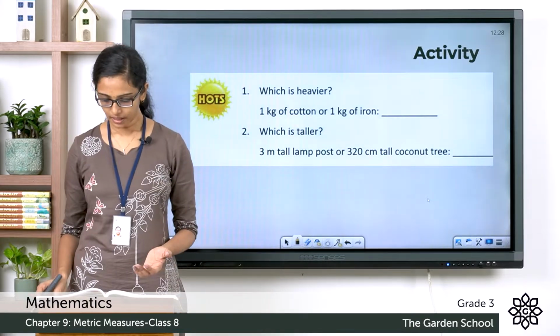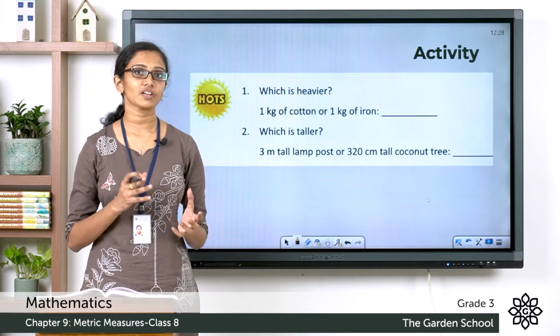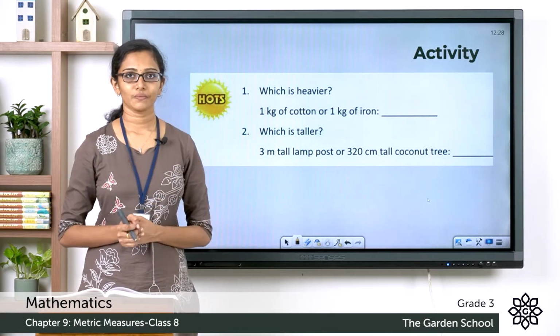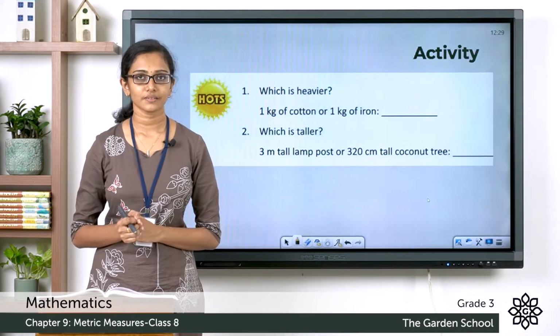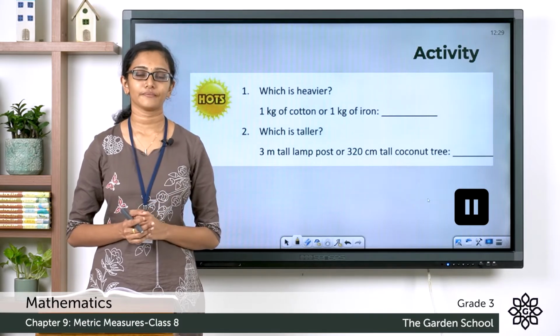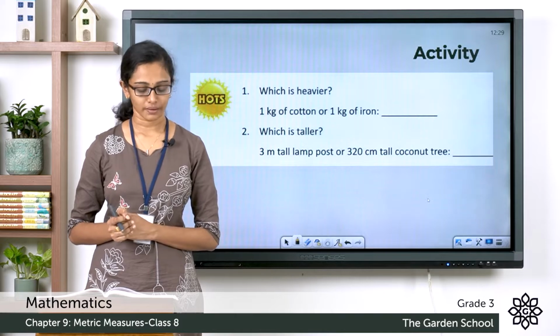On page number 126 of your textbook, you can see the high order thinking skills questions, HOTS. There are two questions given there. Those are two fun questions. Please go through these questions. You can pause the video, finish writing the answers and come back. Hope you are done with the questions. Now let's discuss the questions one by one.